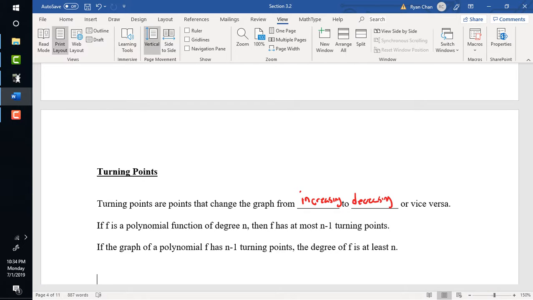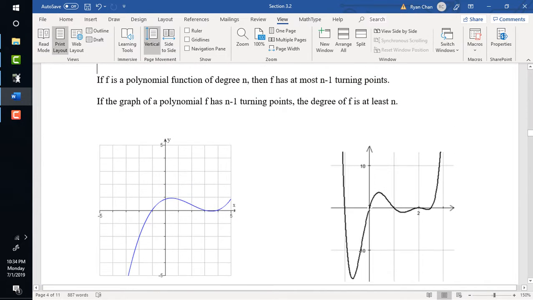So the two rules are the following. If the polynomial function has degree n, then f has n minus 1 turning points at most. If the graph has n minus 1 turning points, then you have a degree that's at least n. This can be a little bit confusing. For example, if I have a degree of 5, I will have at most 4 turning points. Now, it doesn't mean I can only have 4 turning points. I could have 3, 2, or 1. It just means I can't have the same amount of turning points as my degree n.